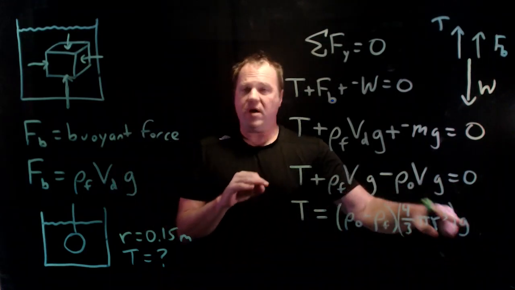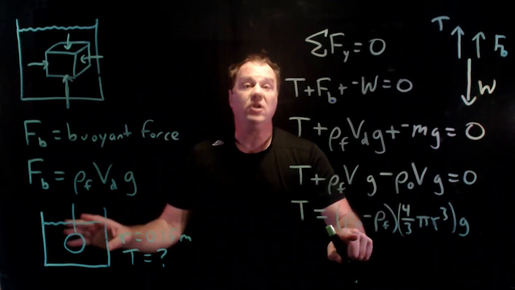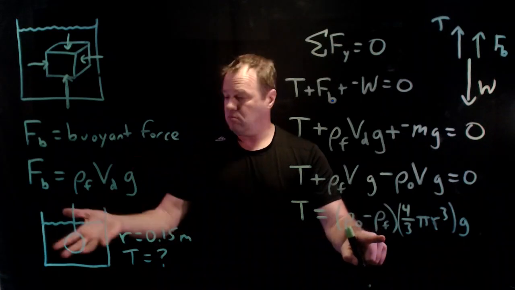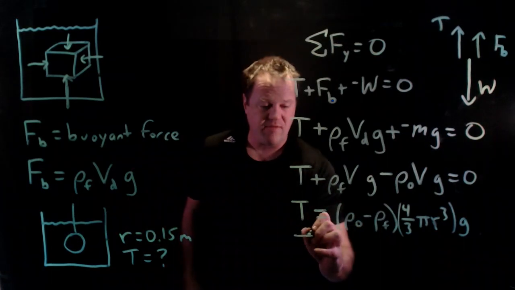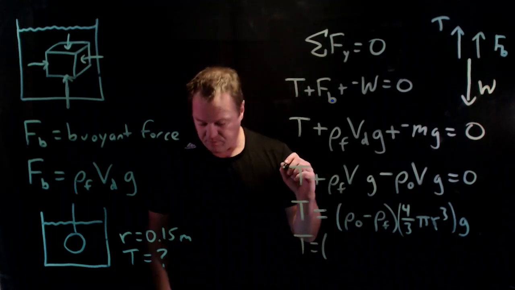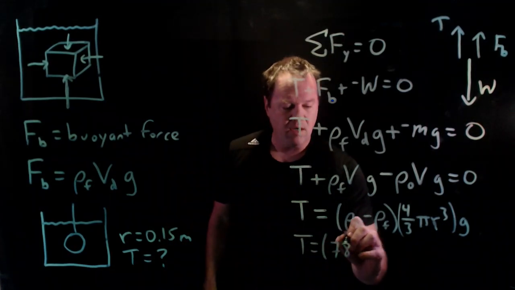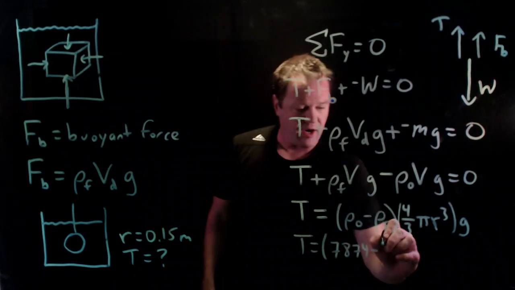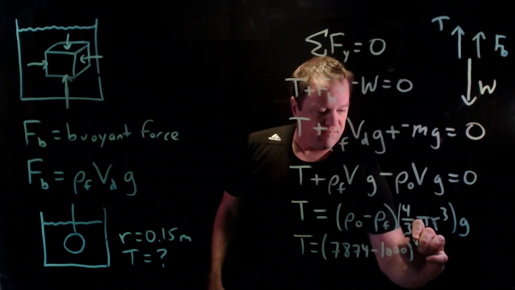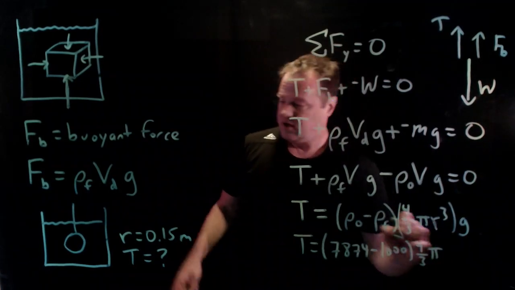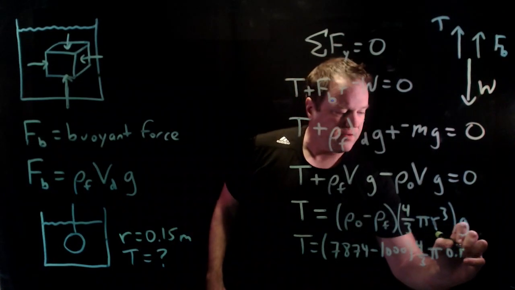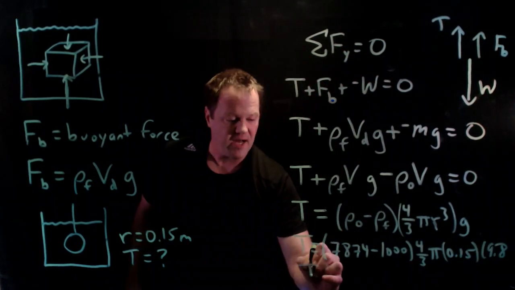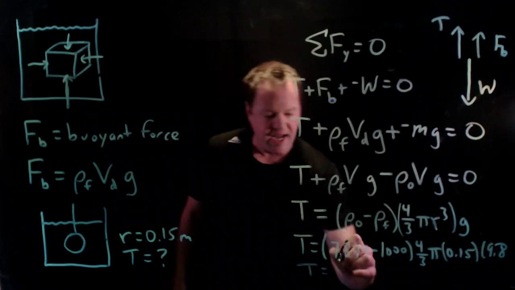I know the radius, I know which planet we're on, I know the density of the object. We looked that up. I said it was iron at the beginning, and then the density of the fluid, water, we can look that up as well. Okay, or maybe you have that memorized. Okay, so density of iron is 7,874 in SI units of kilograms per cubic meter. Density of water is 1,000, and 4/3 pi times its radius of 0.15 times G positive 9.8, and I get that the tension is equal to 952 newtons.